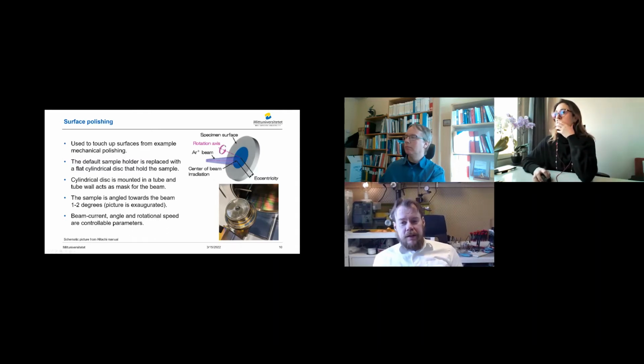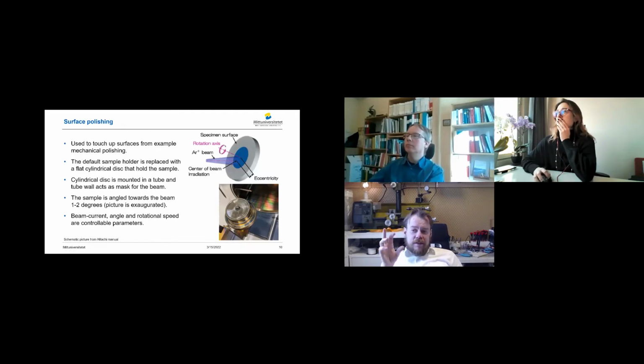And that's what we see here in the picture. Also, there's a different tool holder for that. You basically mount the sample onto a cylindrical disc, and then you mount that cylindrical disc into a tube, and that is the brass colored thing that's around this disc in the picture.